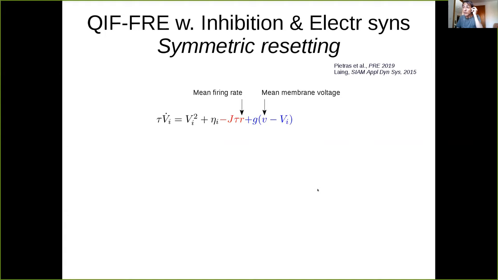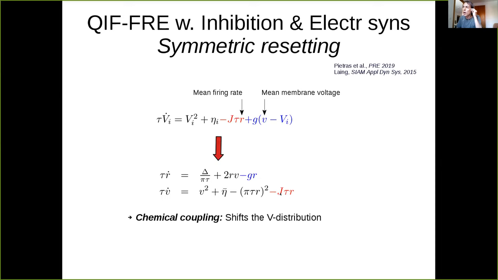The firing rate equations with chemical and electrical coupling have been already derived, first by Luke and then by Pietras et al., in the case of symmetric resetting. And so this is the microscopic model. This is an ensemble of QIF neurons. Here I put the chemical coupling, which is mediated via the mean firing rate. And this is the electrical coupling, which is mediated via the mean membrane voltage.